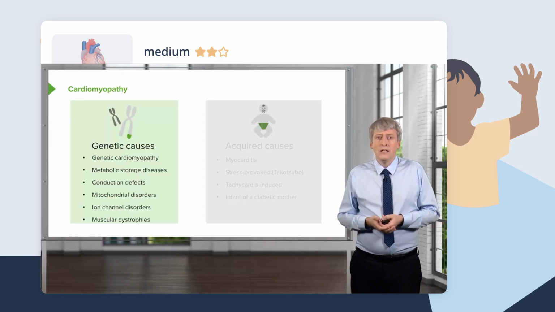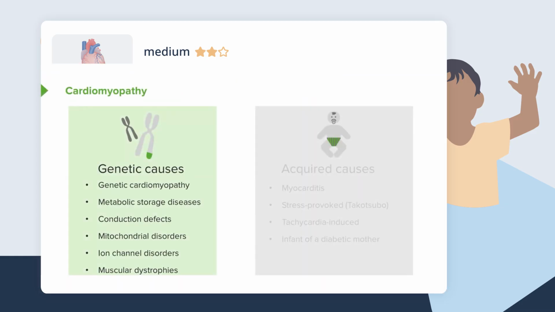Examples are metabolic storage diseases such as Pompe's disease, conduction defects, mitochondrial disorders, ion channel disorders, muscular dystrophies. All of these genetic problems can cause a cardiomyopathy, and they'll be different depending on the cause.